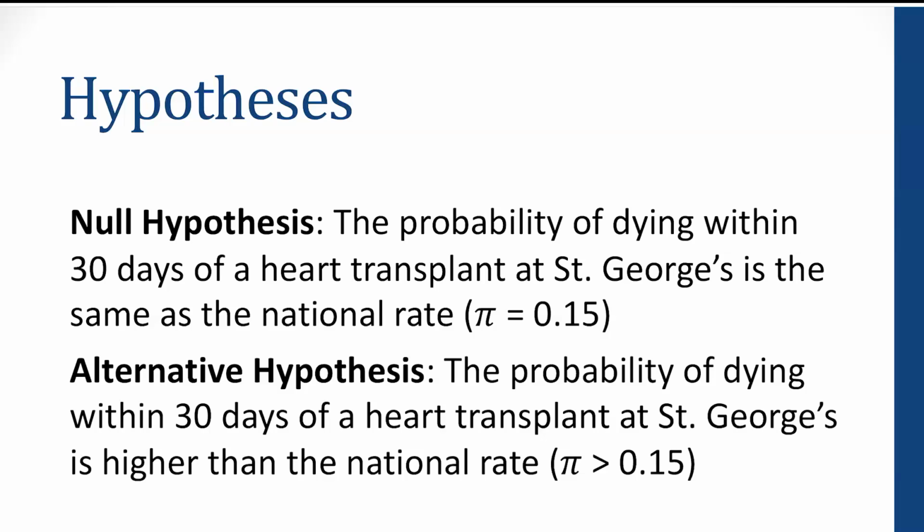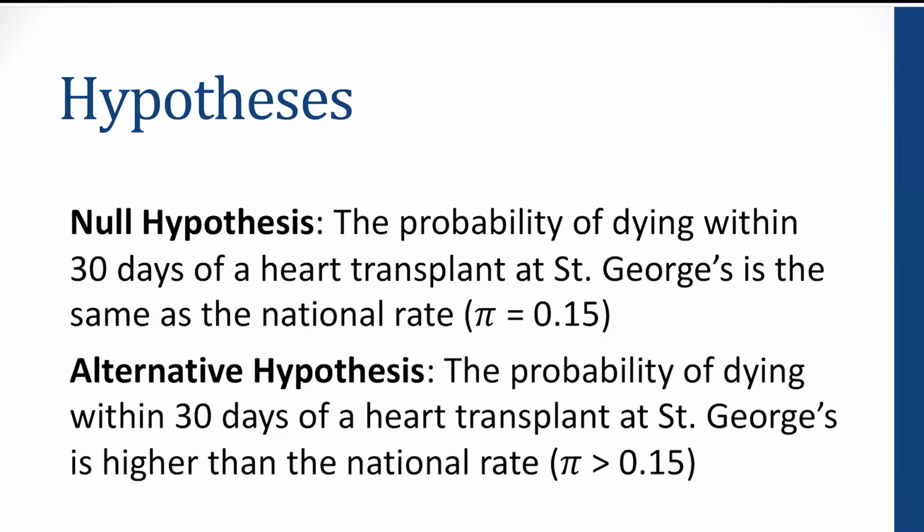All right, so we're going to create these two hypotheses. In this case, the null hypothesis is that the probability of dying within 30 days of a heart transplant, so notice, dying is considered the success outcome in this case, is the same as it is nationally, in other words, pi equals 0.15.